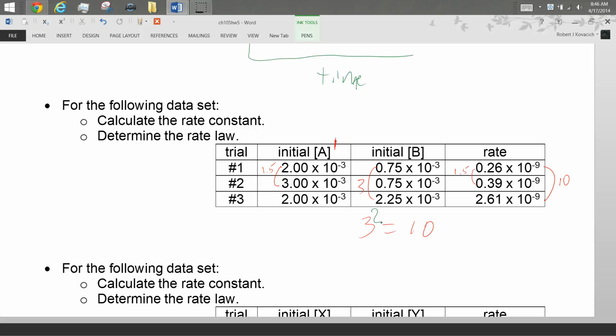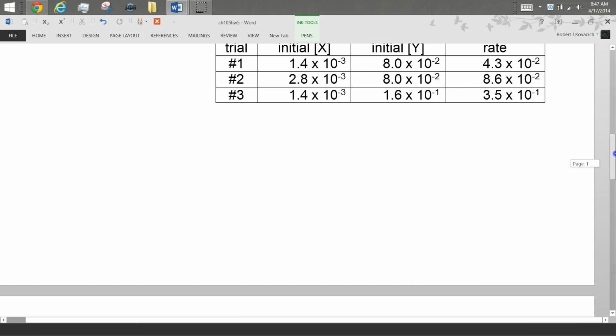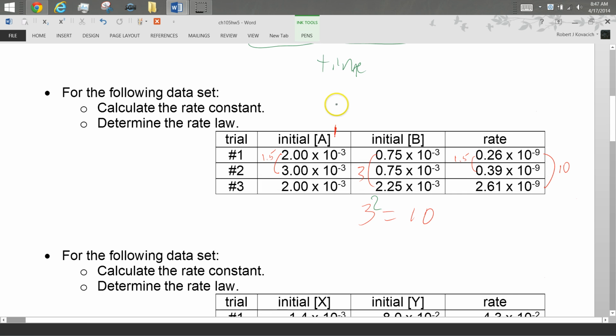So now I have to figure out what the rate constant is. And so the rate law itself is going to be rate is equal to the rate constant times A to the first and B to the second. So the way we're going to calculate K is I'm going to solve for K.